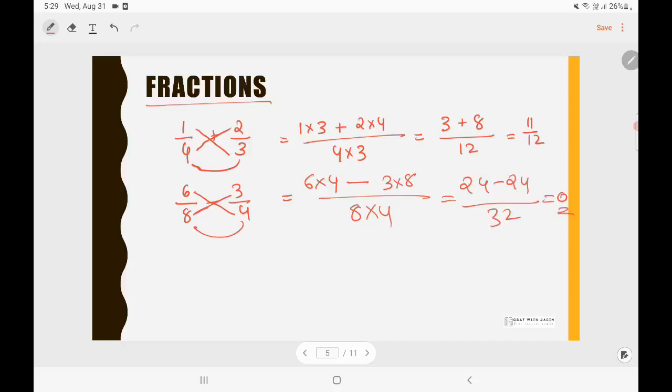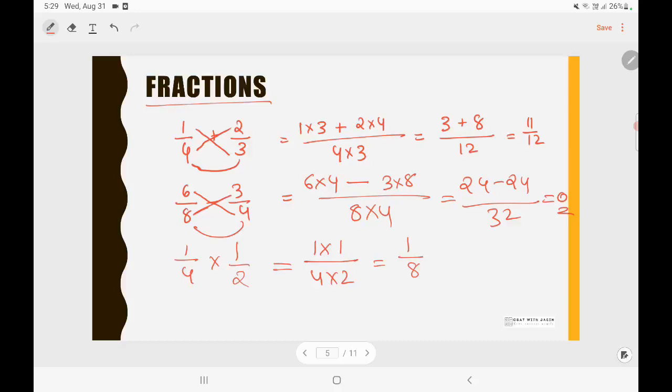So here what I have done is I have done the cross multiplication. Now if you need to multiply two fractions, that is 1 by 4 into 1 by 2, what will happen is you need to multiply the numerator and then multiply the denominator. That is here it is 1 into 1 divided by 4 into 2, which is equal to 1 by 8.